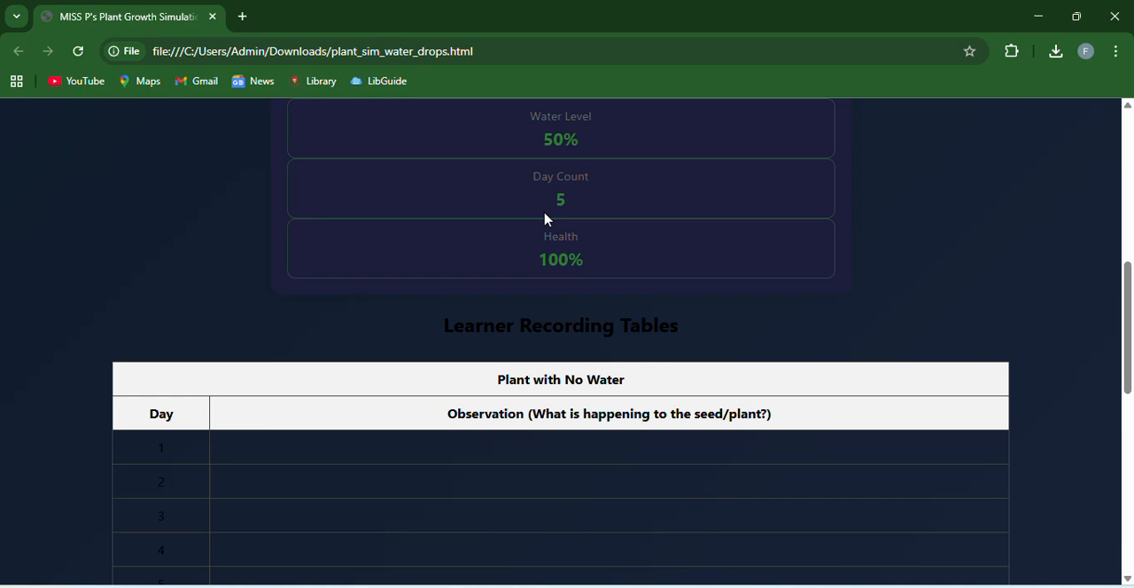With the linked assessment activity, my learners are not only shown information, but they actively construct their own understanding of what plants need to grow.